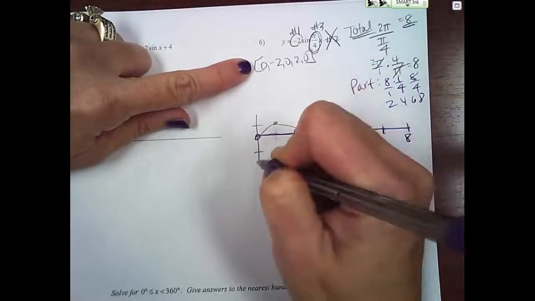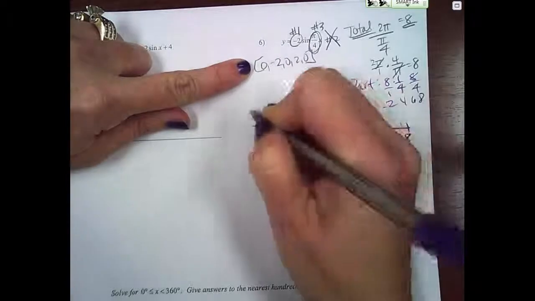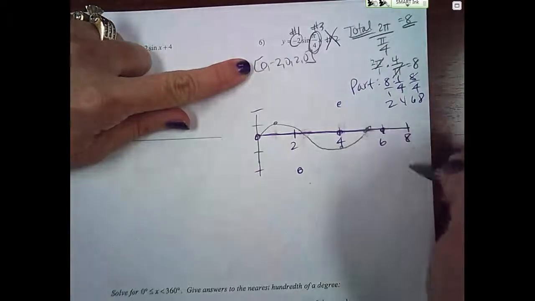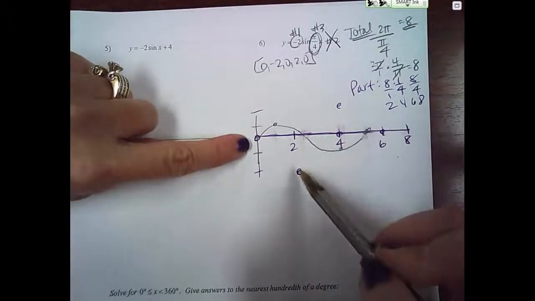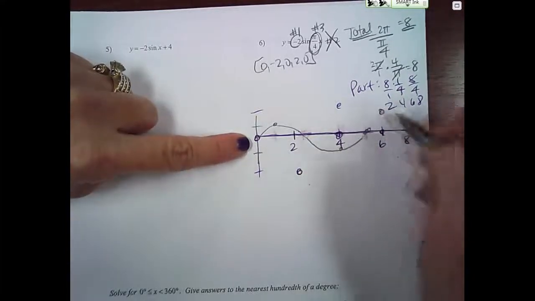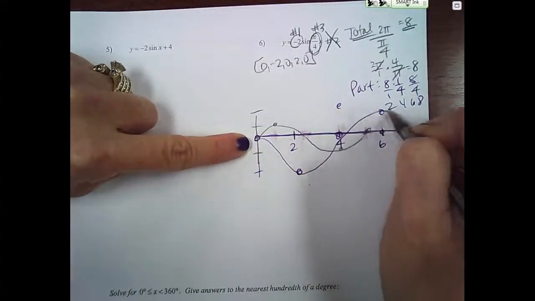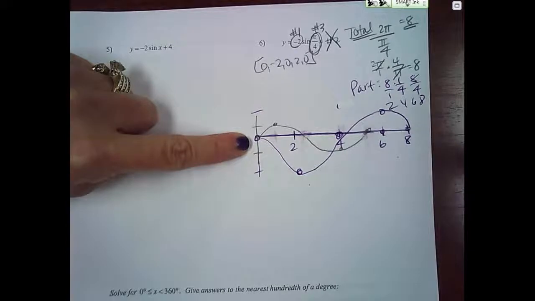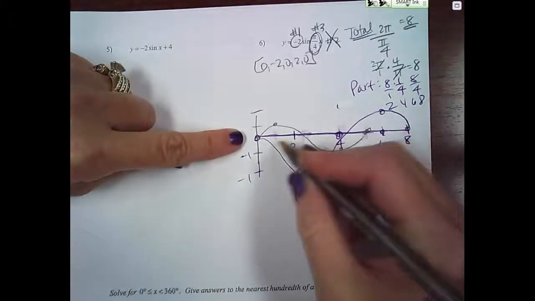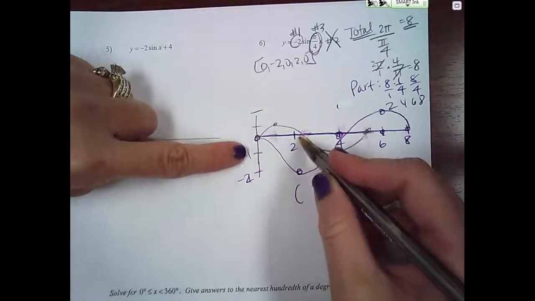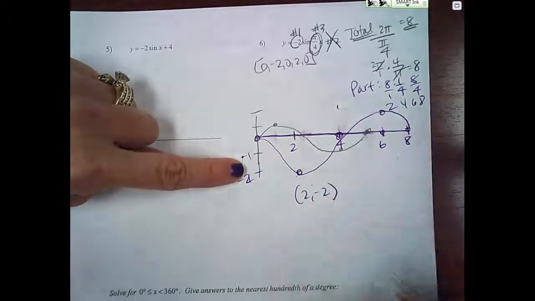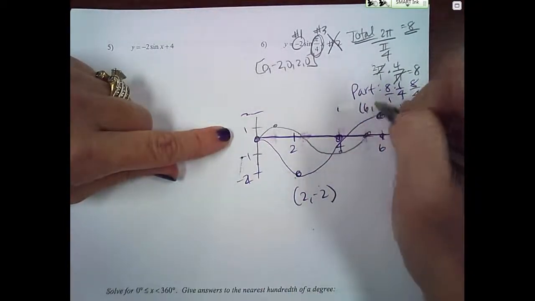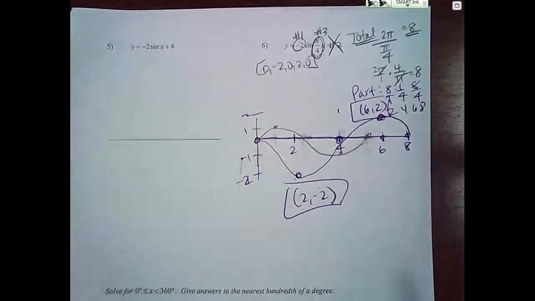So 0, down 2, 0, up 2, 0, down 2, 0, up 2, 0. So this point is over 2, down 2. Over 2, down 2. So 2, -2. This point here would be over 6, up 2. Either point would be a good answer.